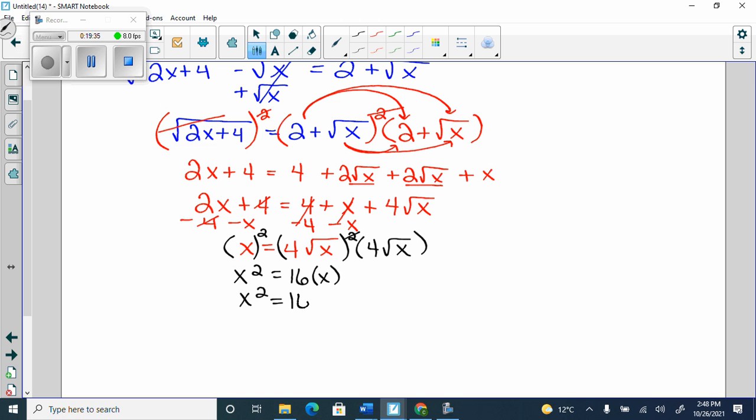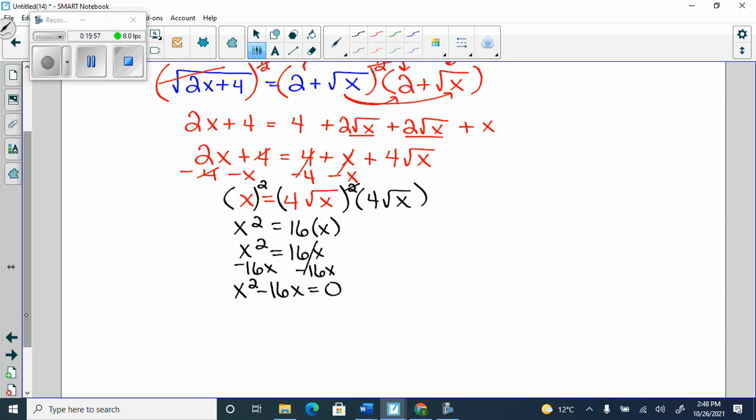And when I have an x squared, I need to move everything to one side. Set equal to 0 every single time. So I'm going to subtract the 16x. So I get x squared minus 16x. And then people freak out because I can't factor it. If you were stuck, you could put it into the quadratic equation: a would be 1, b would be negative 16, c would be 0. You could plug it in there.